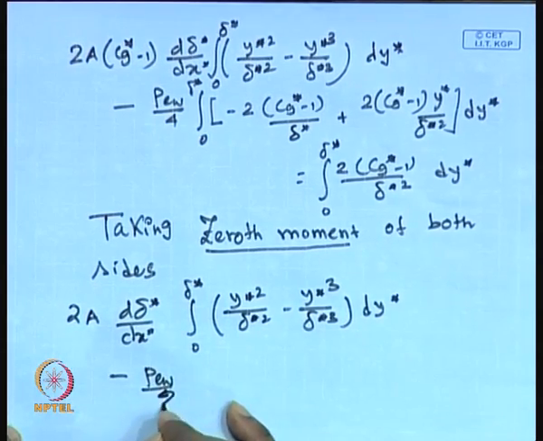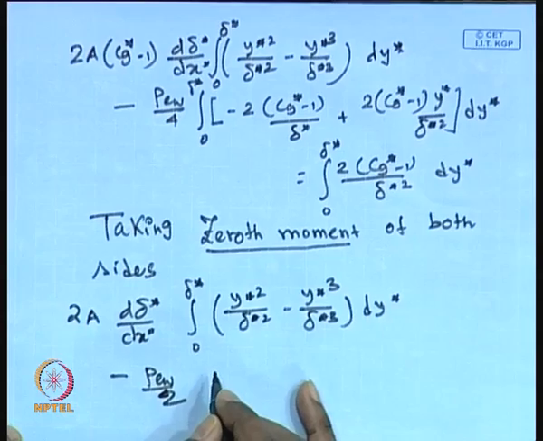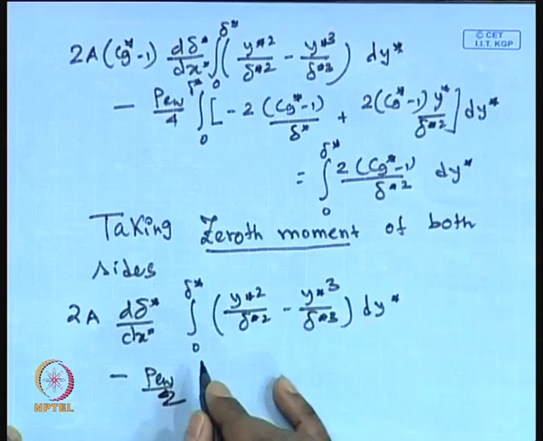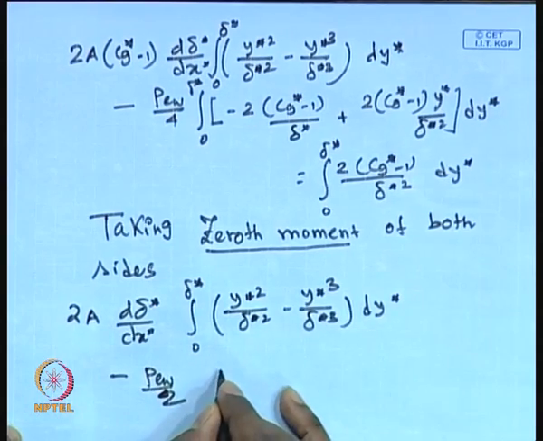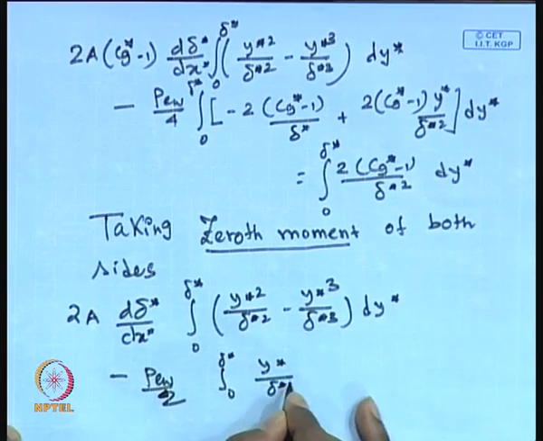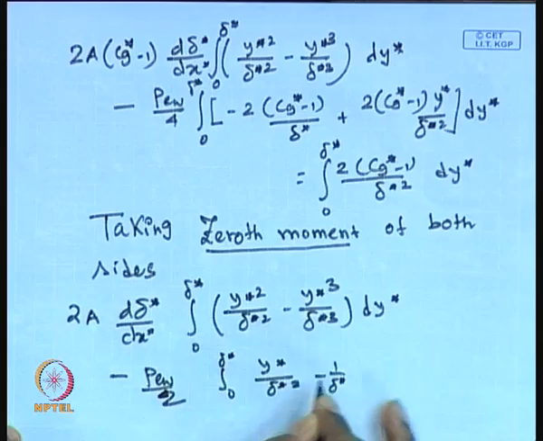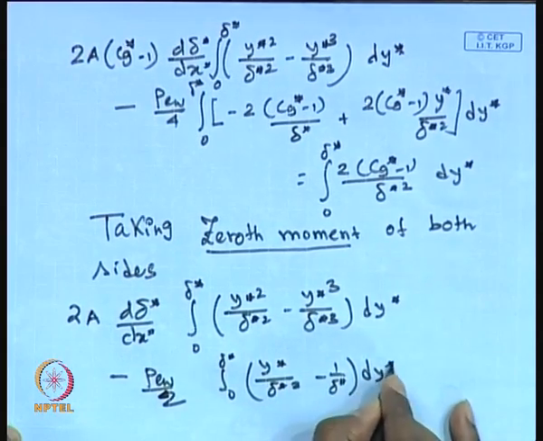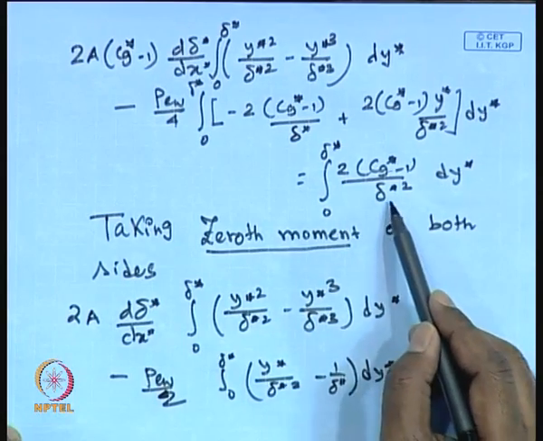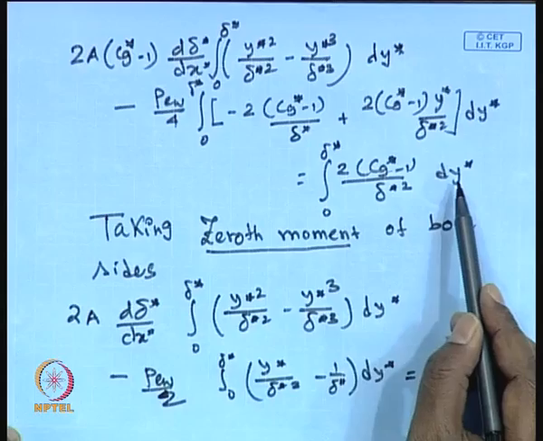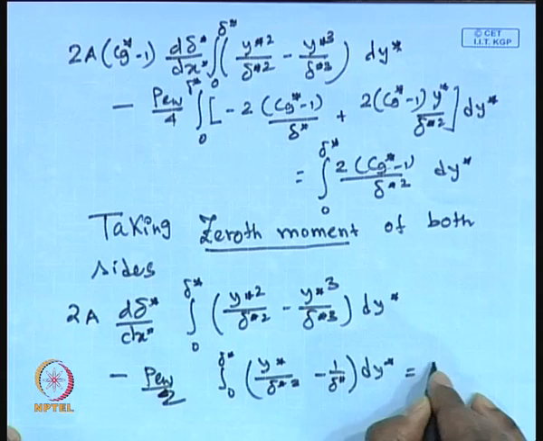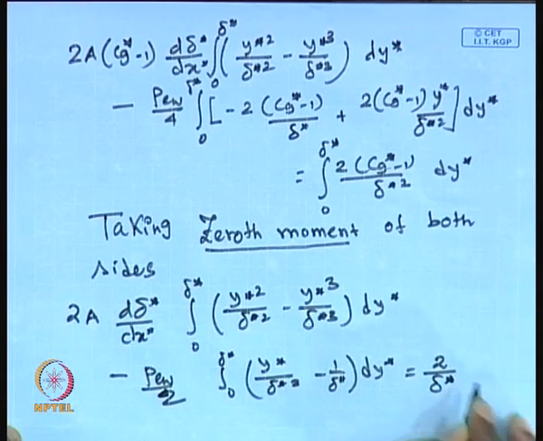pw by 2, pw by 4, and it should multiply it by 2. So, therefore, you will be getting integral 0 to delta star, y star by delta star square minus 1 by delta star dy star, and here all these things will be coming out, and delta star is a function of x. So, it will be integral of dy star. So, there will be delta star. So, one delta star will be cancelled out, and you will be getting 2 by delta star only.